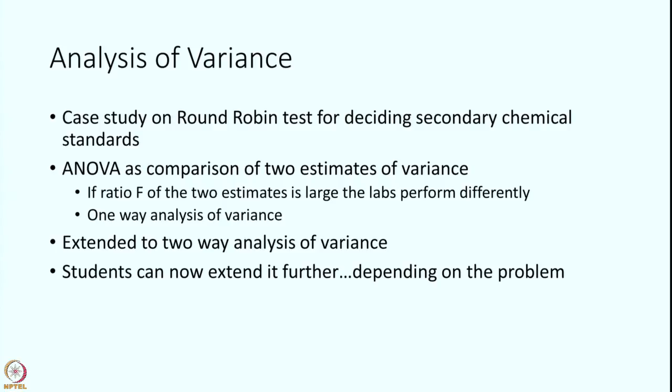And if you compare the two estimates of variances, it leads to an F ratio, and the larger the F ratio, the more chances that you are deviating from your assumption of the rows, or all the laboratories in our case study, that all the laboratories are not different, or that all the laboratories are the same. So you are deviating from it. Once again, F distribution is not important, F ratio is important.